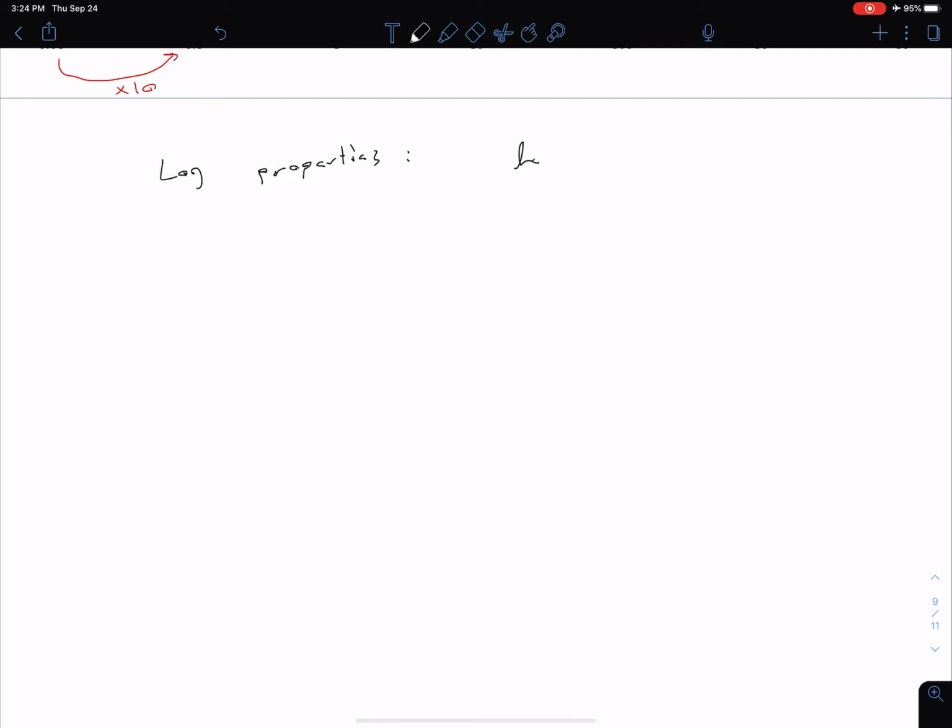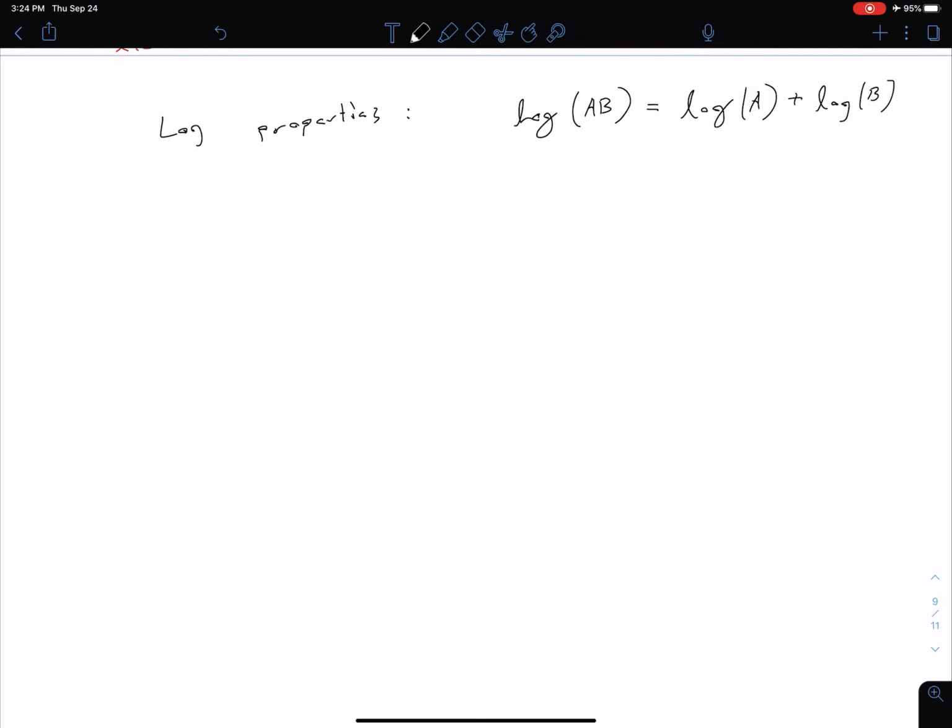So another thing is that because of our log properties, we're going to be able to add different segments of the Bode plot. So this will make more sense once I write up our other general equation here. Log properties, particularly this: log of AB is equal to log of A plus log of B. What that means is basically if we have components in our transfer function, A, B, that are multiplied together, we can then add different segments to make our Bode plot.